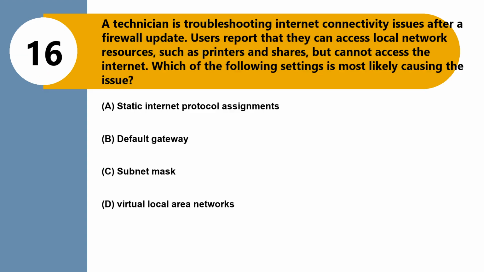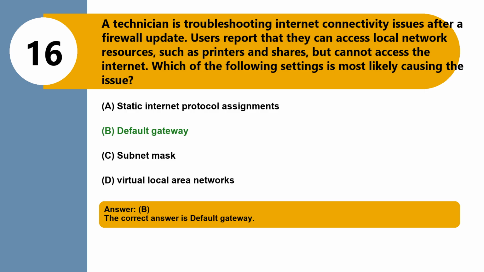Question 16. A technician is troubleshooting internet connectivity issues after a firewall update. Users report that they can access local network resources, such as printers and shares, but cannot access the internet. Which of the following settings is most likely causing the issue? Option A. Static Internet Protocol assignments. Option B. Default gateway. Option C. Subnet mask. Option D. Virtual Local Area Networks. The correct answer is option B, default gateway.